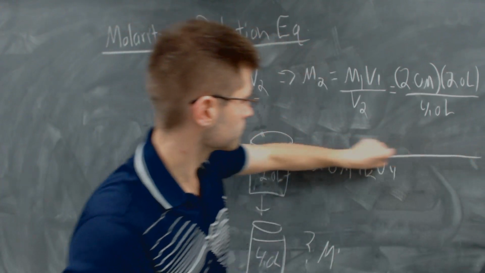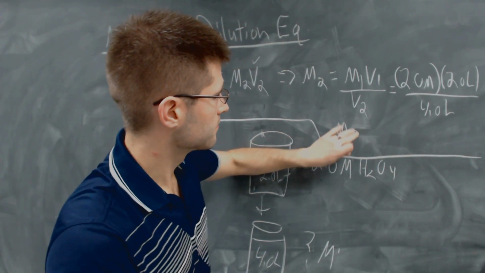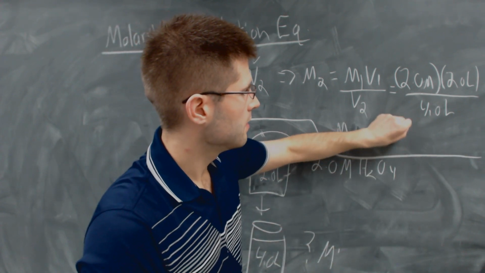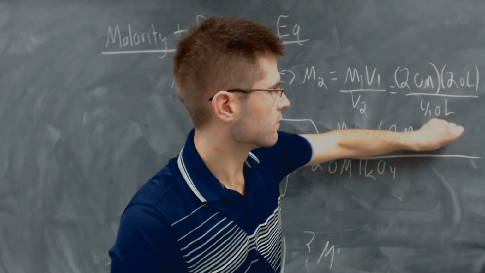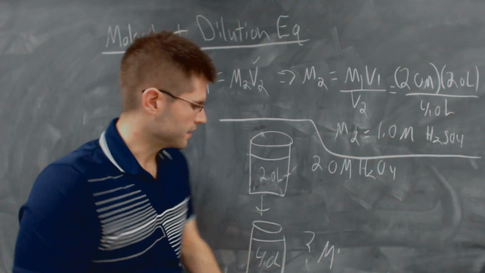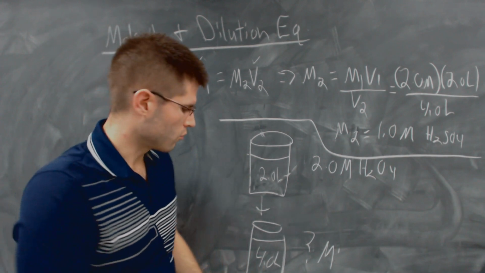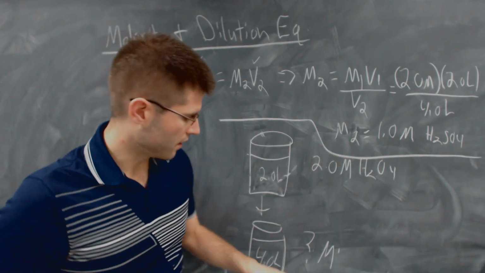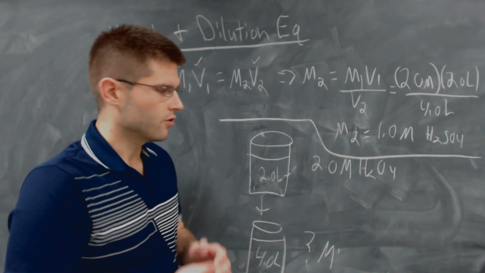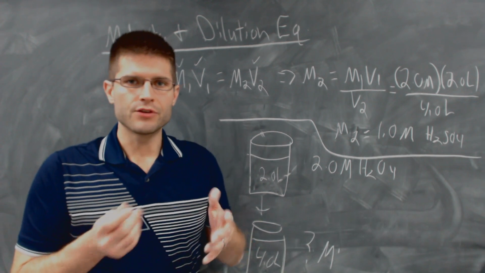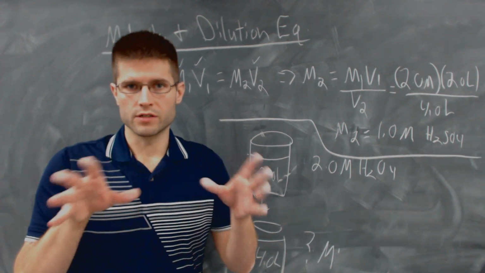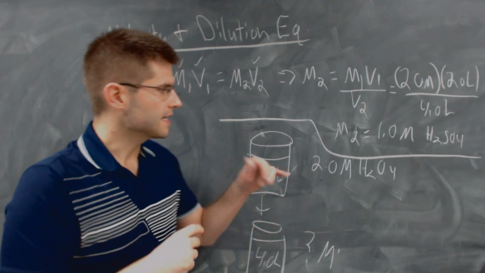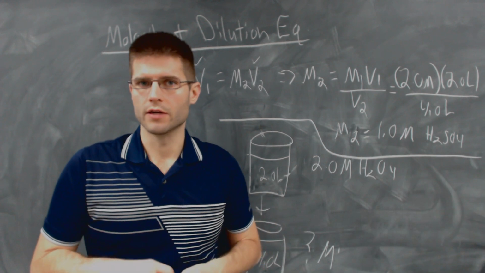So now M2, the second concentration, is now 1.0 molar H2SO4. So all we've done is we've added in more volume here, more solvent. We've decreased the concentration of the new solution. So it's the same thing as if you had Kool-Aid. If you keep adding water to the Kool-Aid, if it was a red Kool-Aid, it was really dark at first, but you add more water, it keeps getting lighter and lighter and lighter. That's because the concentration of the Kool-Aid is actually going down.